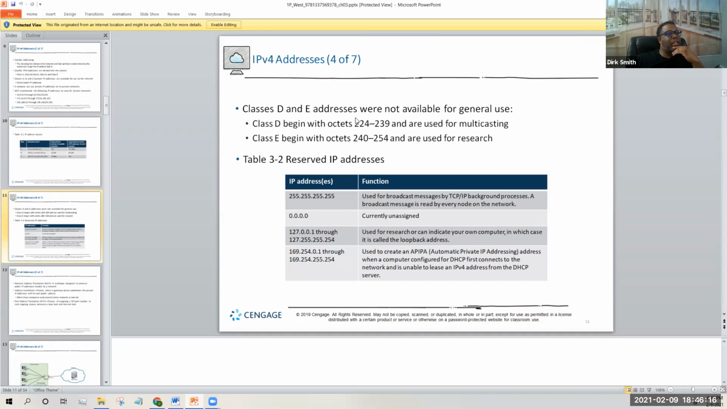Class D and Class E are not available for general use. These are the different octets for Class D, used for multicasting when you're doing streaming and things like that, where you're broadcasting a lot to a lot. This Zoom is probably using a Class D type IP addressing scheme. And then Class E, as I said before, is used for research.